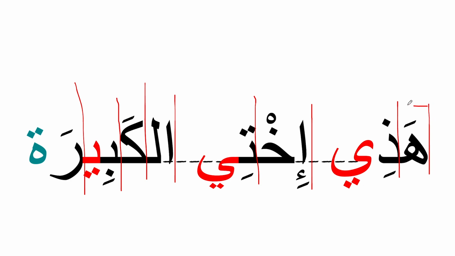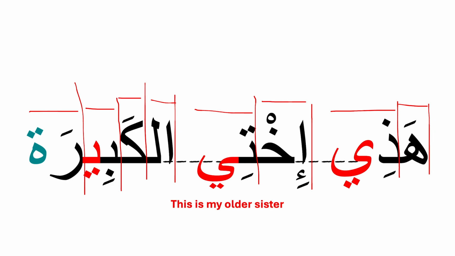So the first one is ha, and then the, hadhi, which means this, and then I, and then kha with the sukun, so ikh, and then ti, ikhti, my sister. Hadhi ikhti, and then I have il, ka, bi, ra, il kabira. Hadhi ikhti il kabira. This is my older sister.